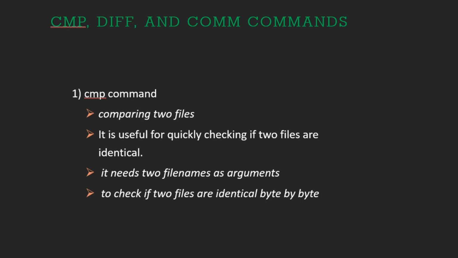So first we have CMP command. It's useful for comparing two files. It's also useful for quickly checking if two files are identical. We need just two files as arguments, and we can check if two files are identical. So the command checks between two files byte by byte.